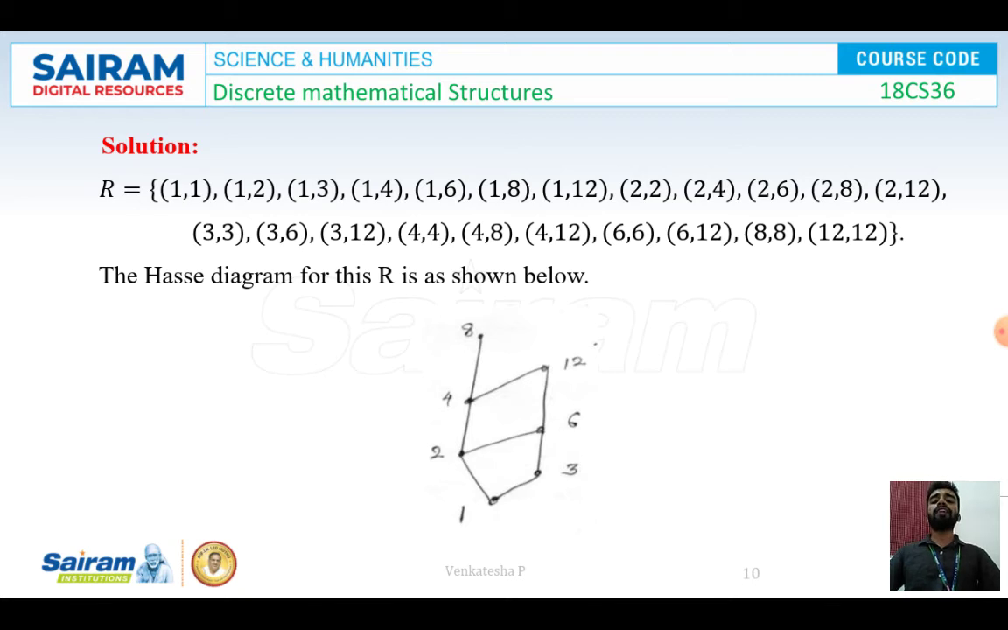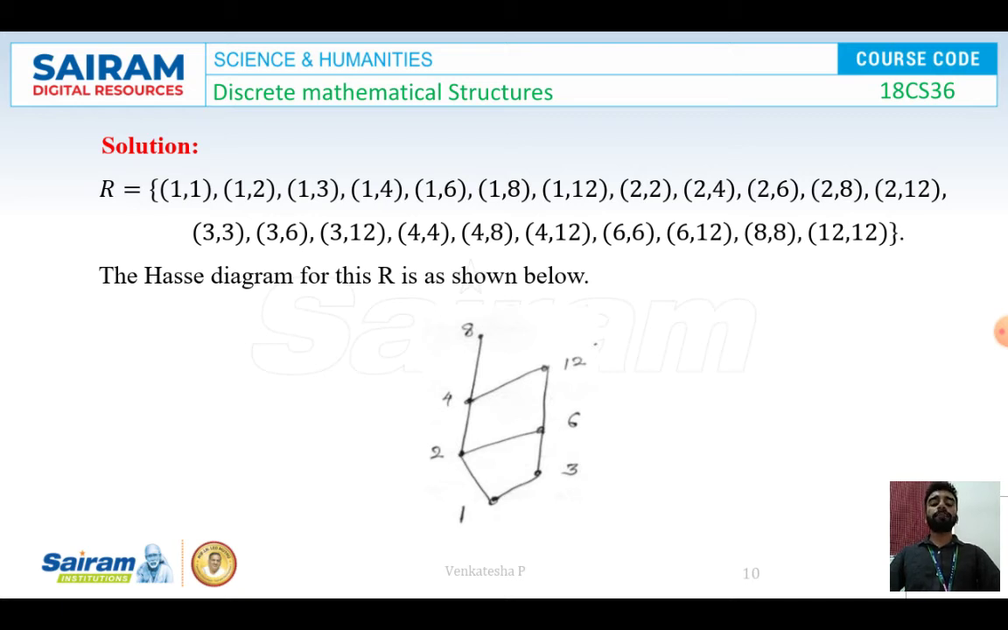So similarly, 3 divides only 3, 6, 12. So (3, 3), (3, 6), (3, 12), I got it. So similarly, 4 divides 4, 8, 12: (4, 4), (4, 8), (4, 12). So next is 6 divides 6, 12, and (8, 8), (12, 12) are the ordered pairs, I got it.